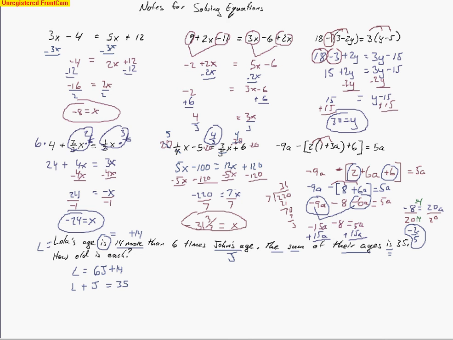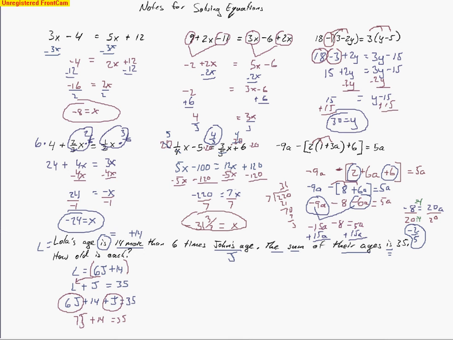Well, now what we're going to do is we're going to substitute. I'm going to take this expression right here, the 6J plus 14, we're going to put it in place of that L down below, that sum equation. So now I have 6J plus 14 plus J equals 35. So all I need to do from this point is collect some like terms. The 6J and the 1J add to make 7J. And then I have a plus 14. So I'll fix that J, make it look a little nicer there. So from this point, I can set that equal to 35.